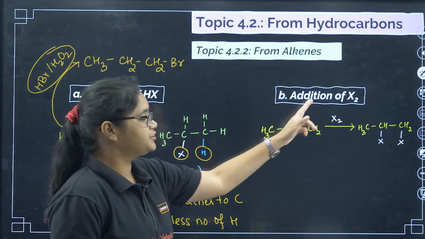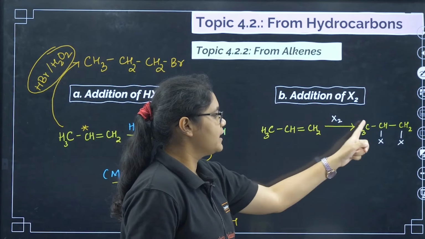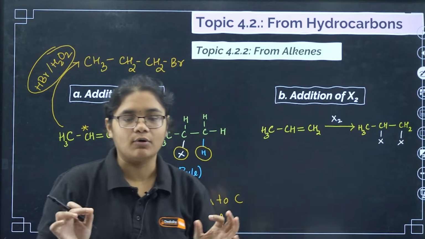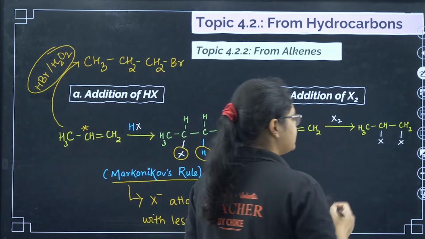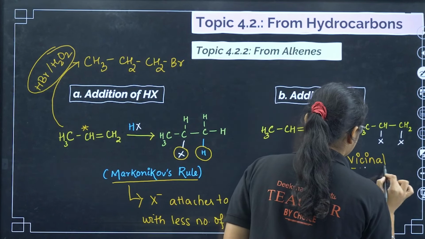Now talking about addition of X2, how will X2 be added? One bond will break, the double bond will break, and then two single C-X bonds will form. So this is which type of halides? If you remember, this is vicinal dihalides.